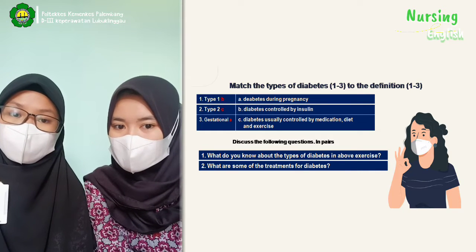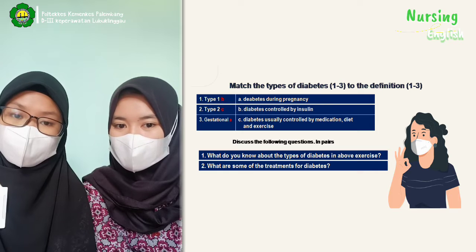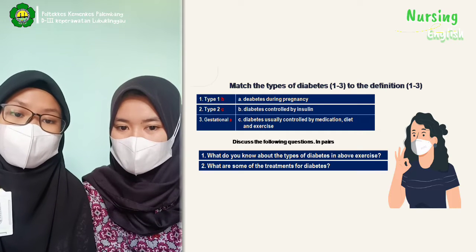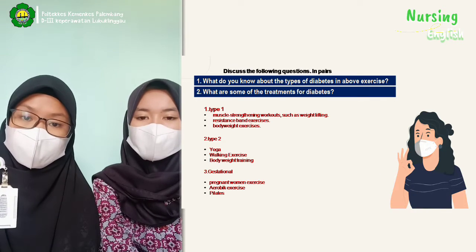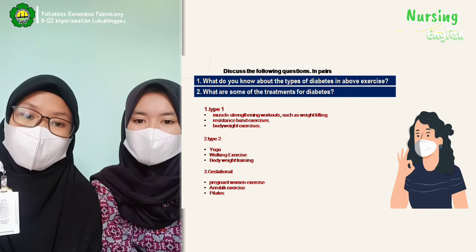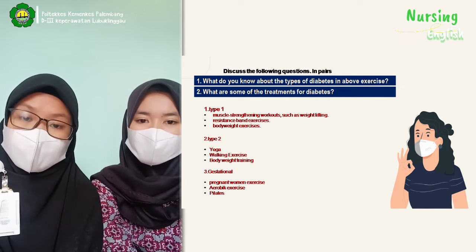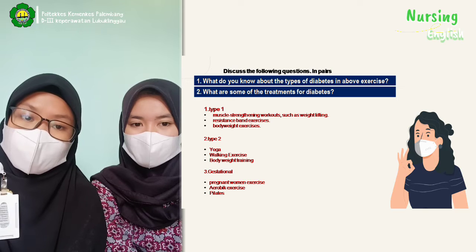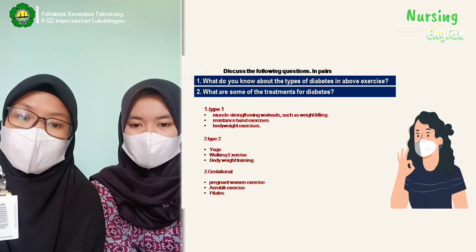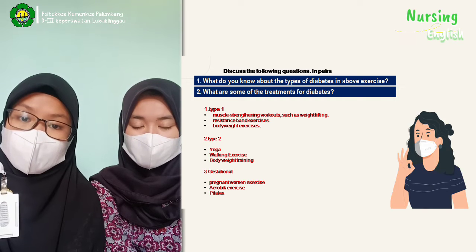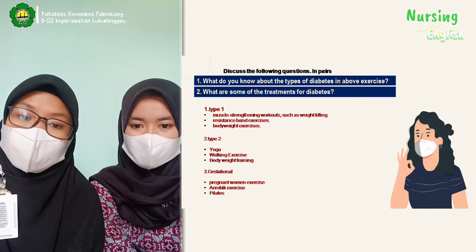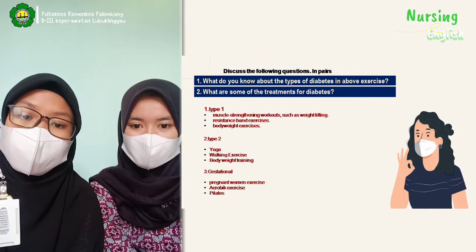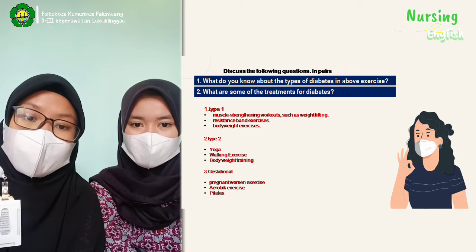Discuss the following questions in pairs. 1. What do you know about the types of diabetes in the above exercise? 2. What are some of the treatments for diabetes? Answer number 1. What do you know about the types of diabetes in the above exercise? Answer 1. Type 1, muscle strengthening workout such as weightlifting, resistance band exercise, bodyweight exercise. 2. Type 2, yoga, walking exercise, bodyweight training. 3. Gestational, pregnant woman exercise, aerobic exercise, pilates.